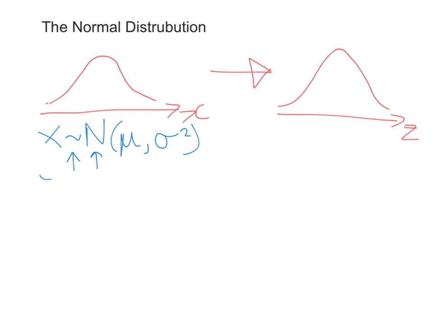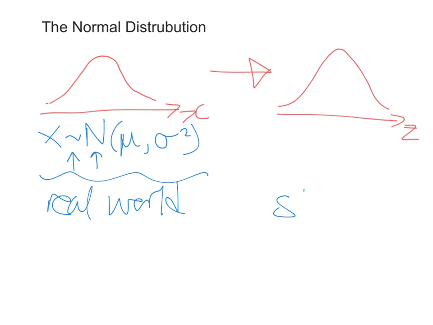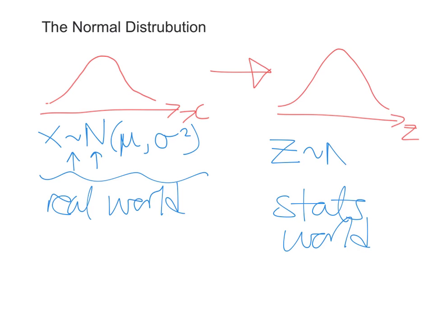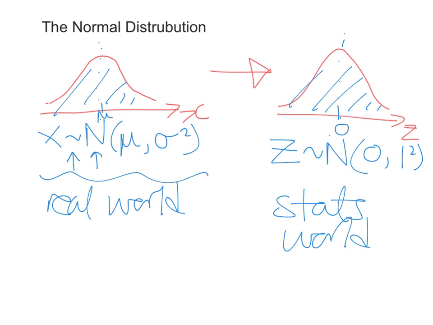So this is kind of the real world. And then we convert this into a problem in the stats world. In our stats world, our random variable is z. It's normally distributed with mean 0 and variance 1 squared. So this is 0, and here this is mu. Basically we use the fact that this is symmetrical, and this one's symmetrical too. And the probabilities all add to 1 underneath here, and the probabilities add to 1 underneath here.